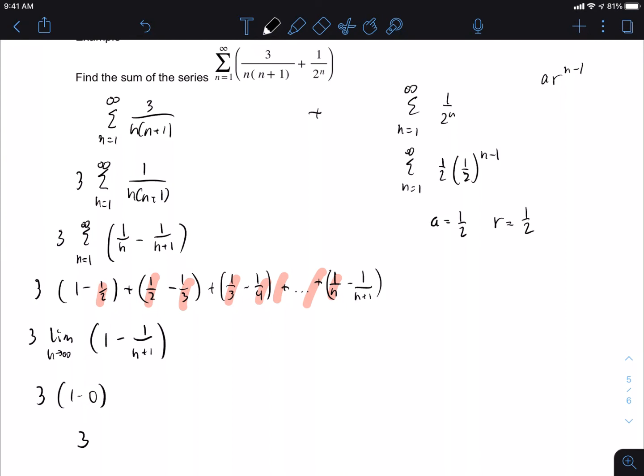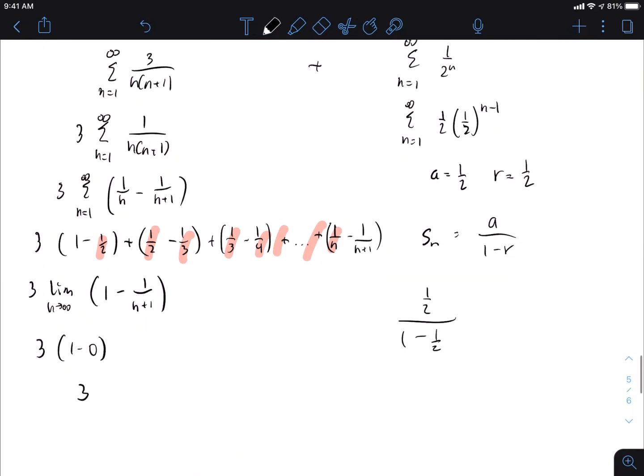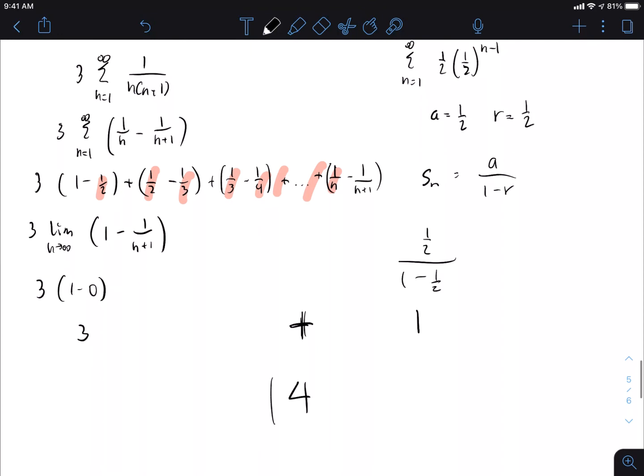And so the sum of this is going to be a over 1 minus r. And so the sum is going to be 1/2 over 1 minus 1/2, which is going to be 1. And then remember, we're adding them. And so my answer is 4. So the sum of these two series added up is 4.